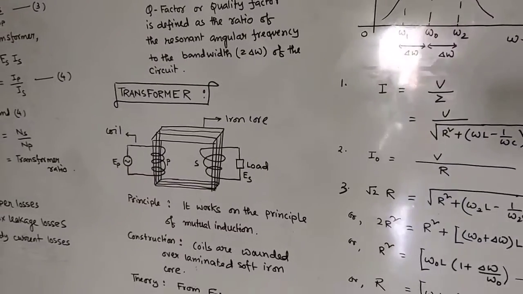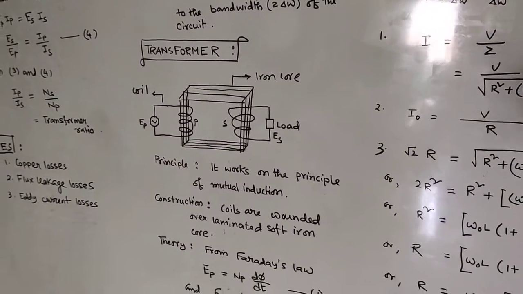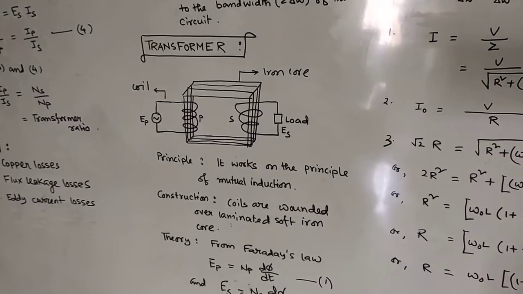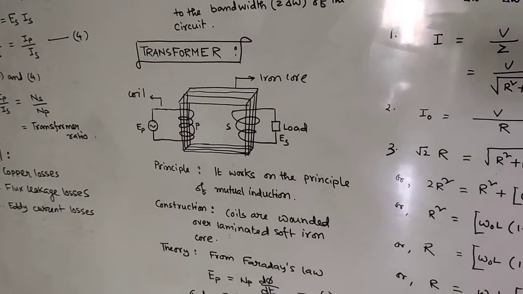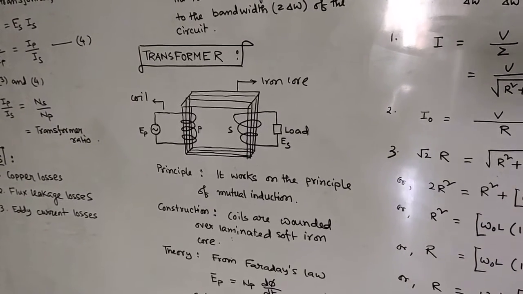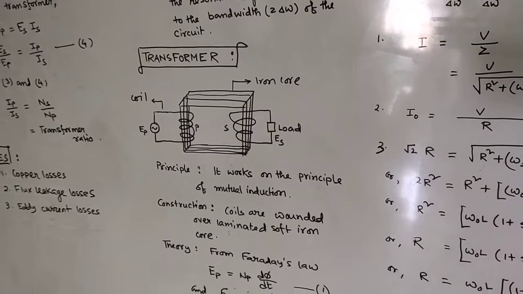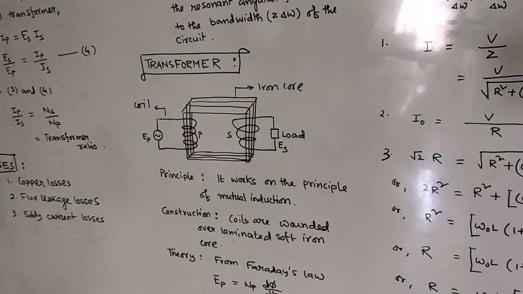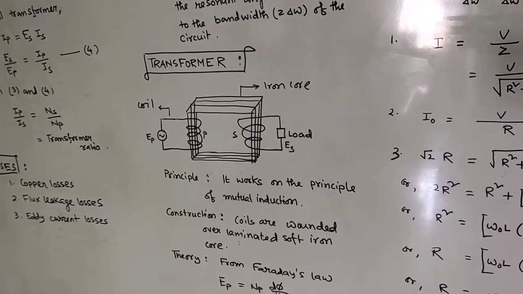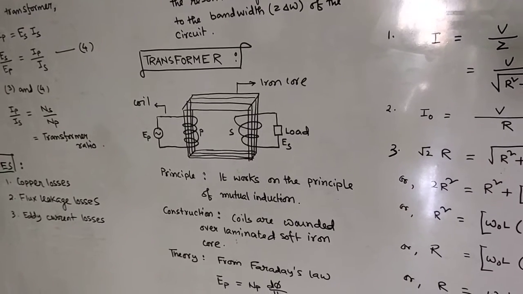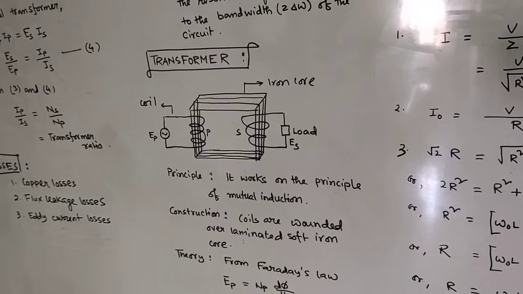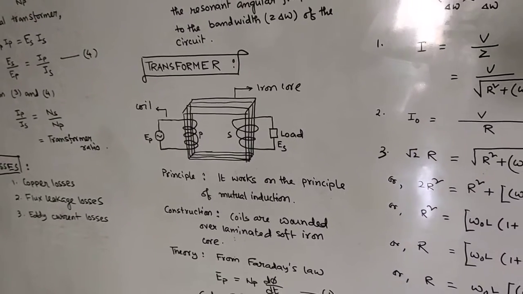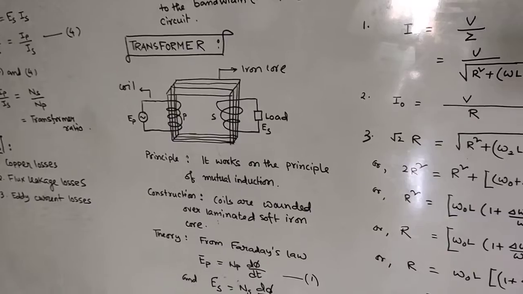Now the next topic which we are going to discuss is the transformer. Now you see there is an iron core, and over the iron core we have wound two coils. The coil is basically made of copper, and in one coil we have connected a source, and in the other coil there is a load. The coil where we have connected the source is the primary, and the coil where the load is there is the secondary.